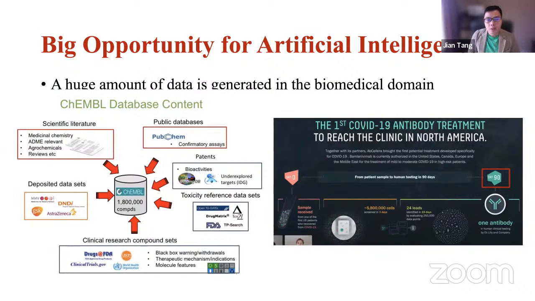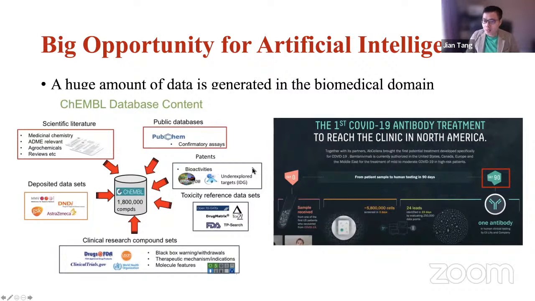With so much data, we can really leverage AI techniques to analyze those data and build predictive models. For example, we can build predictive models to predict the properties of the molecules, so then we can keep the molecules that are most likely to succeed in the clinical trials.